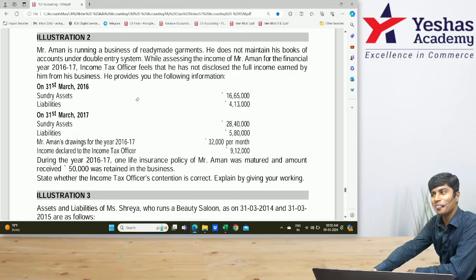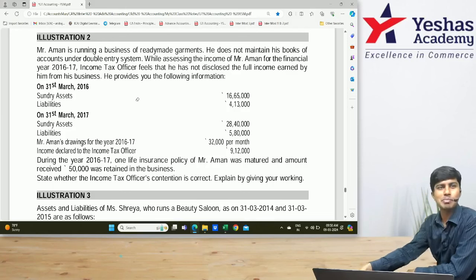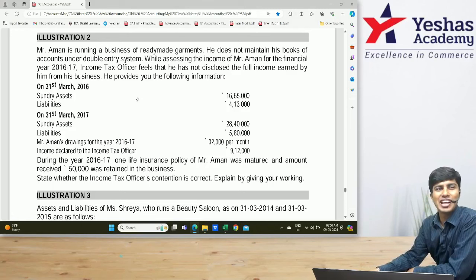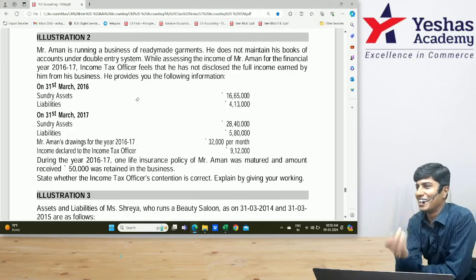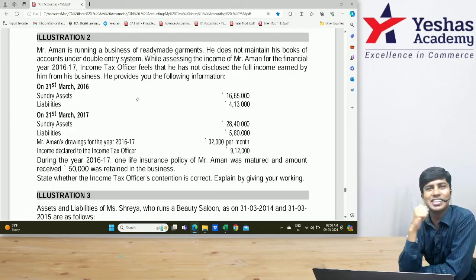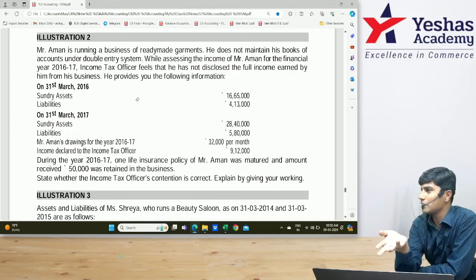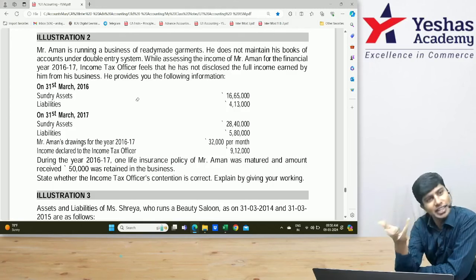How much is his income? How much has he disclosed to the income tax department? Correct or not? So you will tell the income tax department, his income is not 9,12,000, it is 13,42,000. Then what will the income tax department do? They will call Aman. They will ask why he disclosed only 9,12,000. They will give one show cause notice on it, tax him on the differential income and collect the tax. Are you getting it? That's the answer.